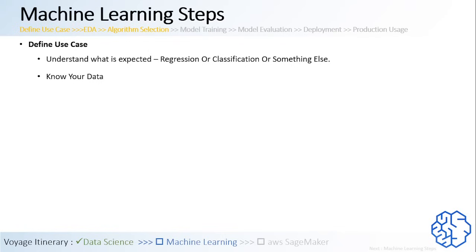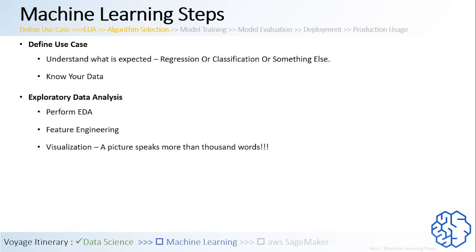The second step after you define your use case is know your data. Very important. We talked about it earlier as well. And how are we going to know our data? With the help of exploratory data analysis. So now we know what we want to do, we have our data. The next step is to explore our data, perform EDA, perform feature engineering, derive new features, derive new inputs.